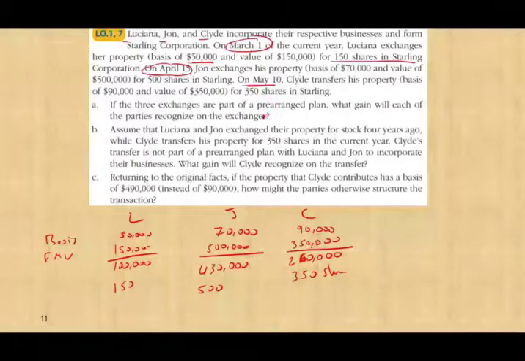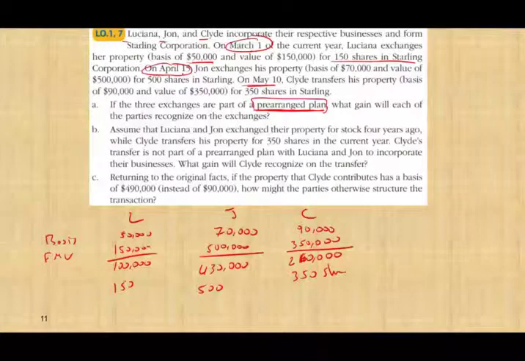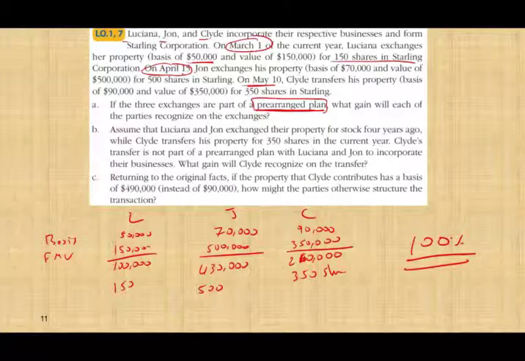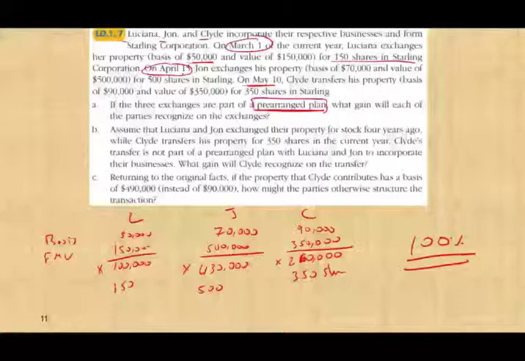If the three exchanges are a part of a pre-arranged plan, pre-arranged plan means it's one transaction. They all look at this as one transaction. What gain will each party recognize? Well, if this is considered one transaction, they own 100% of the company because we're going to look at them all together. And 100% obviously is more than 80%. Therefore, this is considered Section 351 and none of the gain is recognized.